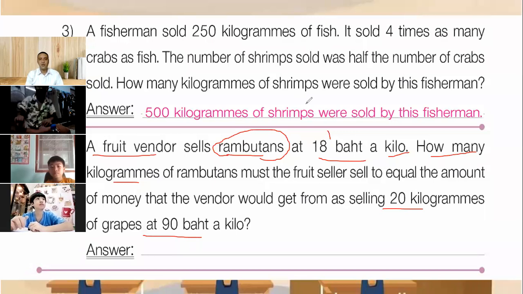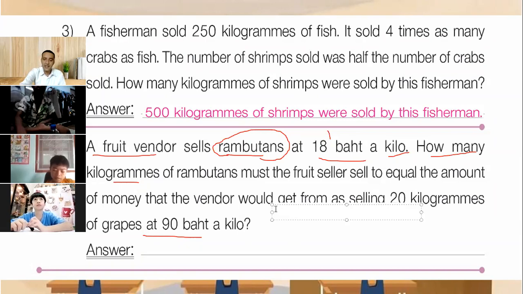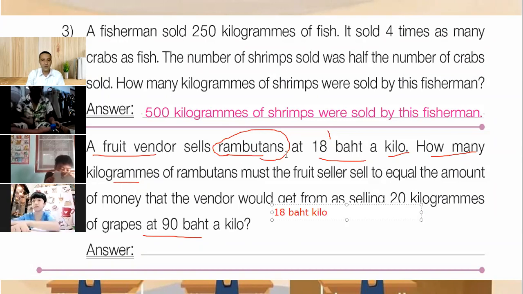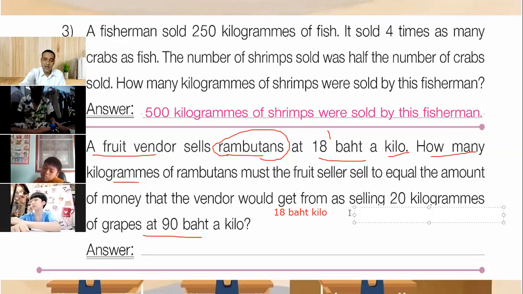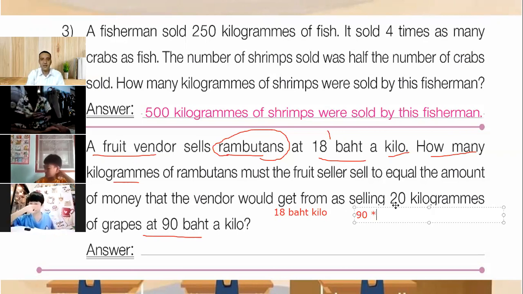Okay, so here, first of all, what we have to do, we have the value here. The value is 18 baht. 18 baht is the price of per kg of rambutans. Okay, so what we have to find now, first of all, is the calculation of grapes. Grapes 1 kilogram is how much? Grapes 1 kilogram is 90, right? So 90 multiplied by how many kilograms of grapes they sell? 20. Okay, so 90 multiplied by 20 is equal to 1800 baht.